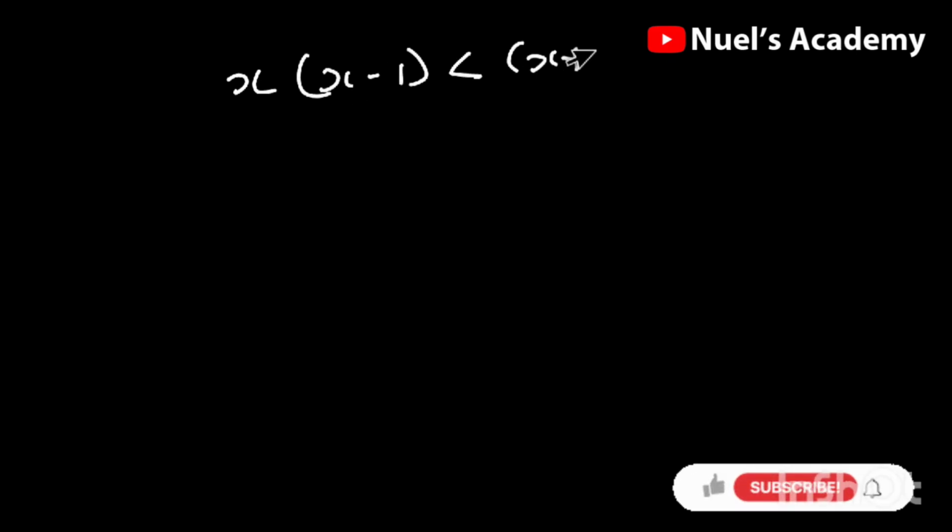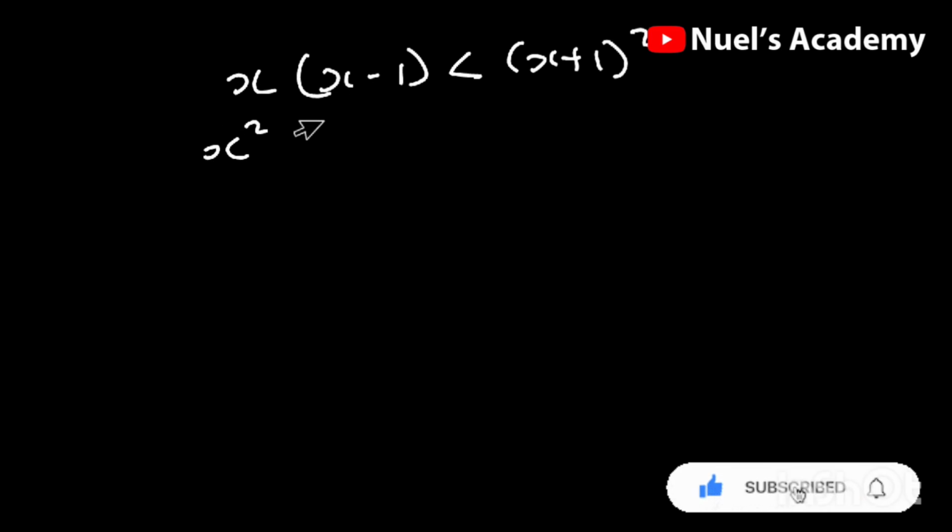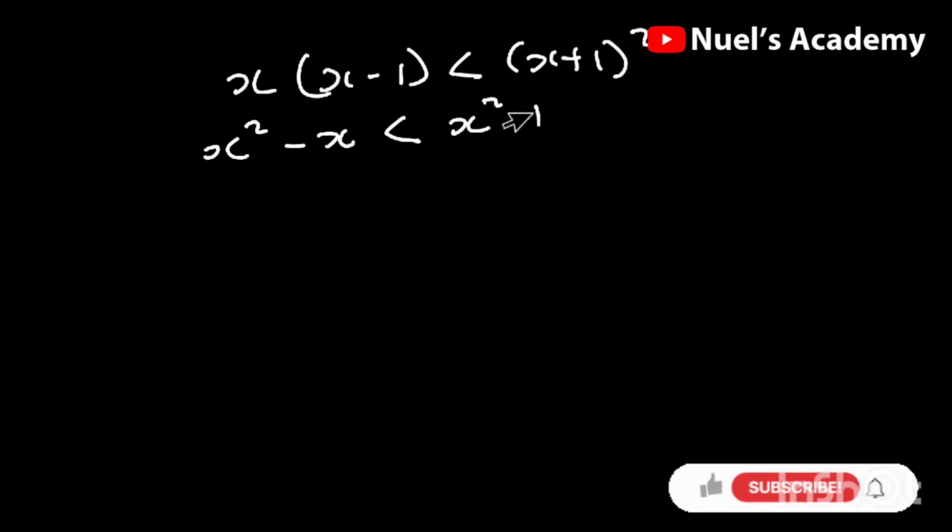So the next question we have is x times (x minus 1) is less than (x plus 1) all squared. So let's open this parenthesis. x times x is x square, then x times negative 1 is negative x, then less than. So let's expand this right hand side. If you expand it, we are going to have x square plus 2x plus 1.